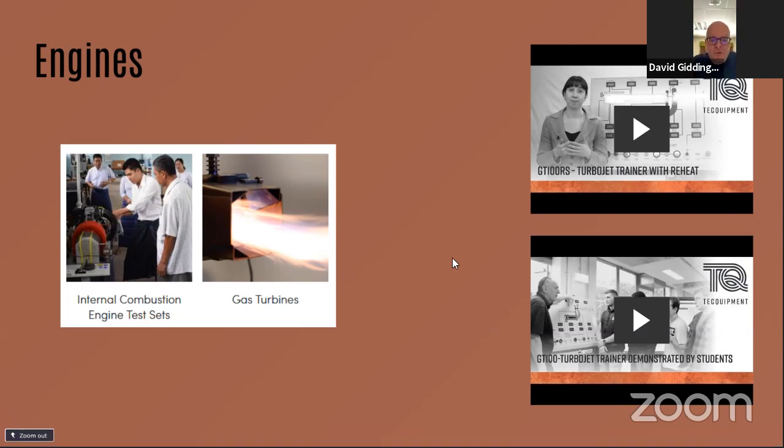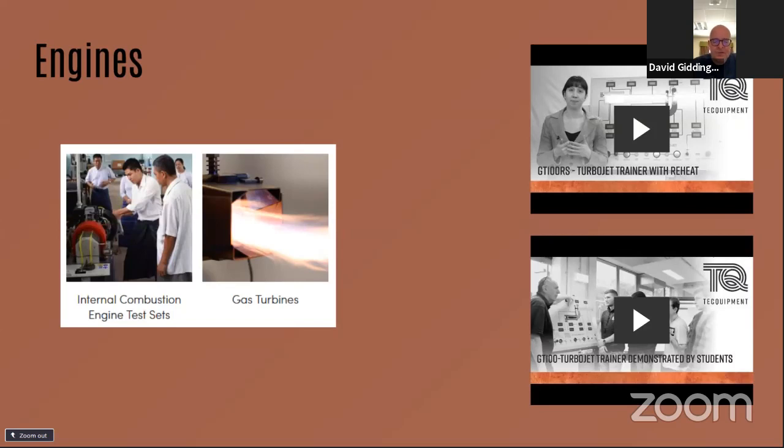So the GT100 and 185, the 100 is a self-contained single shaft gas turbine. It's a thrust jet, and it uses kerosene as the working fuel, which is inherently safer than any piece of equipment that uses propane. It's real life. It turns at around about 100,000 RPM maximum, which is 1,600 RPM per second. So you can imagine that's real life.